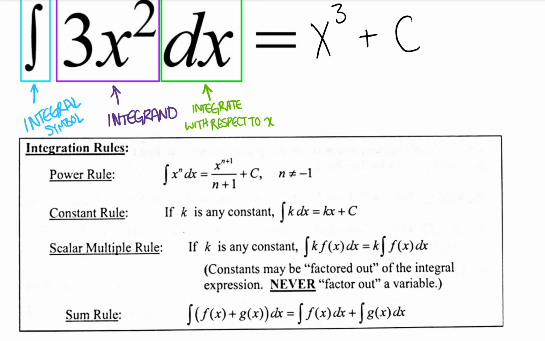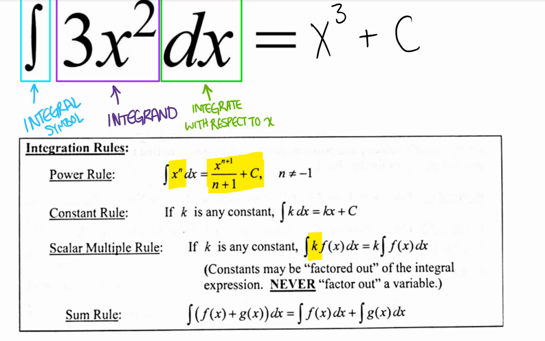Just like our basic derivative rules, we can use those for integration. The integral of x to the power of n would be x to the n plus 1 over n plus 1, right? The opposite of the power rule for derivatives. If k is a constant, then our antiderivative is kx plus c.